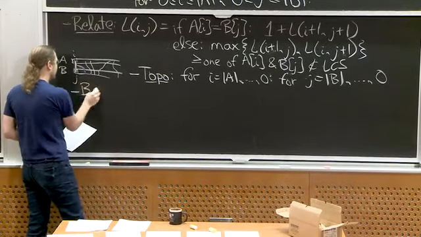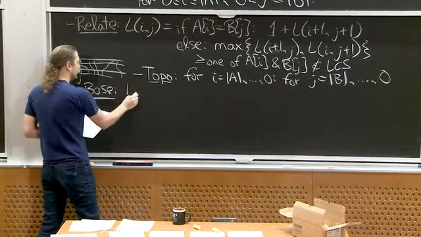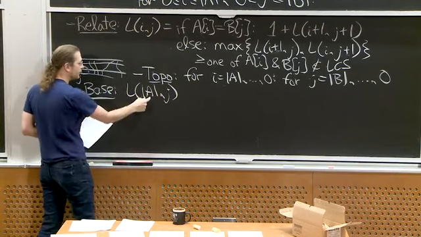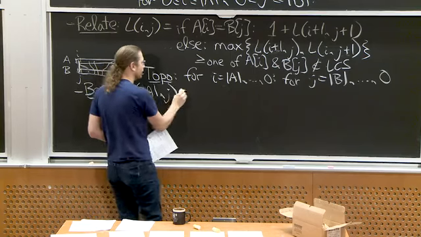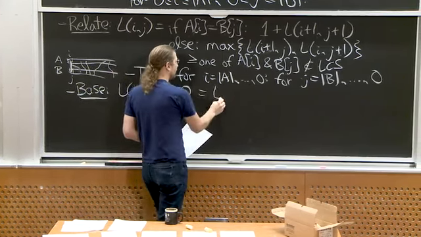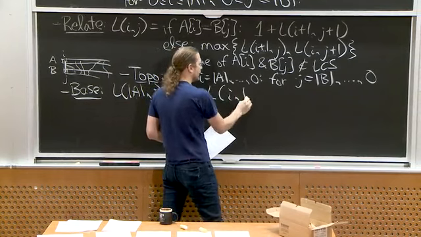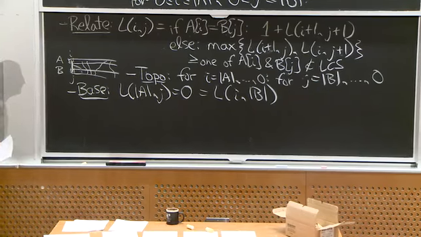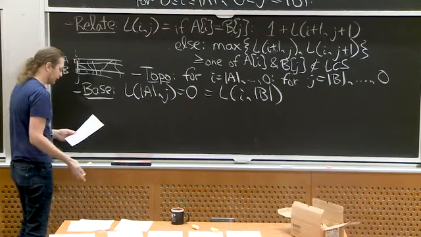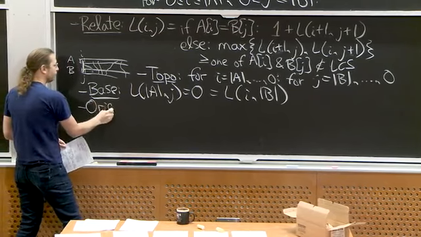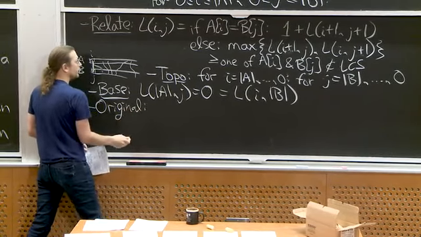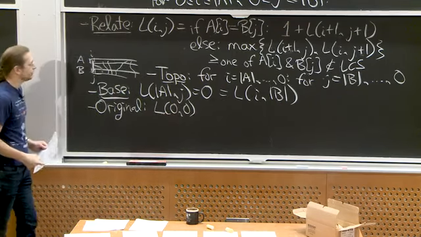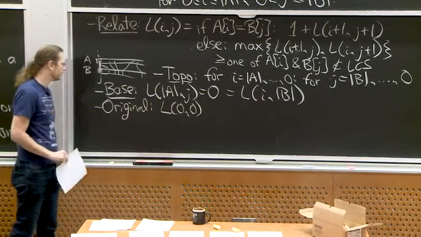Then we have base cases. These are when one of the sequences is empty. I don't care how many items are in B, but if A has no items, there's no common subsequence. I mean, it's empty. And same for no matter how big A is, if I've exhausted the B string, I start from beyond the last item, then I should get 0. Then the original problem we want to solve is L(0,0). That's just the longest common subsequence of the entire A and the entire B.